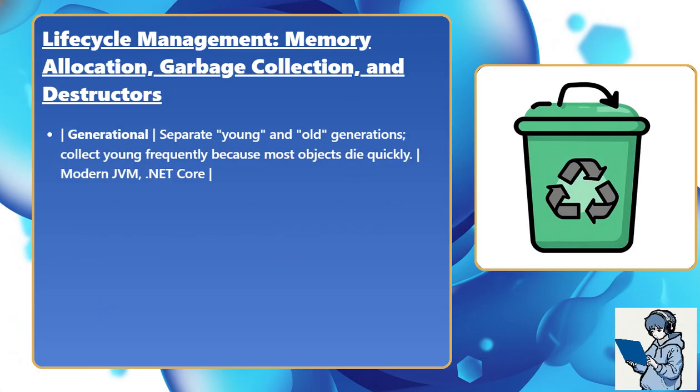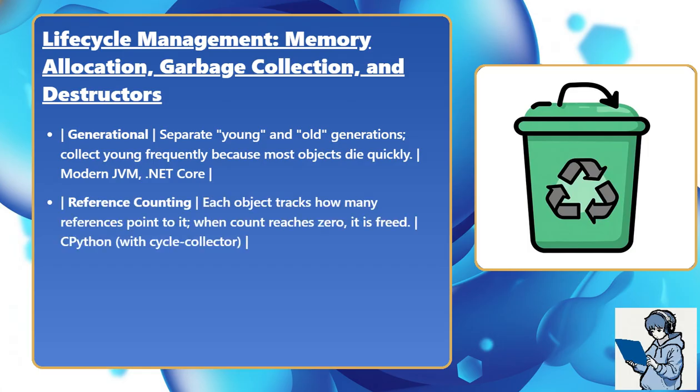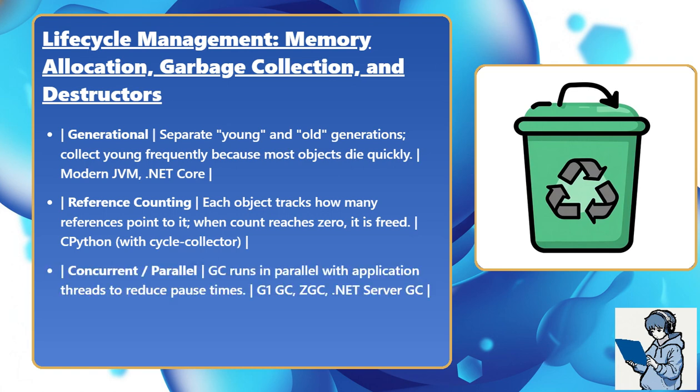Generational: separate young and old generations. Collect the young generation frequently because most objects die quickly. Used in modern Java virtual machines and .NET Core. Reference counting: each object tracks how many references point to it. When the count reaches 0, it is freed. Used in CPython with an additional cycle collector. Concurrent or parallel: the garbage collector runs in parallel with application threads to reduce pause times. Examples include the G1 garbage collector, the Z garbage collector, and the .NET server garbage collector.